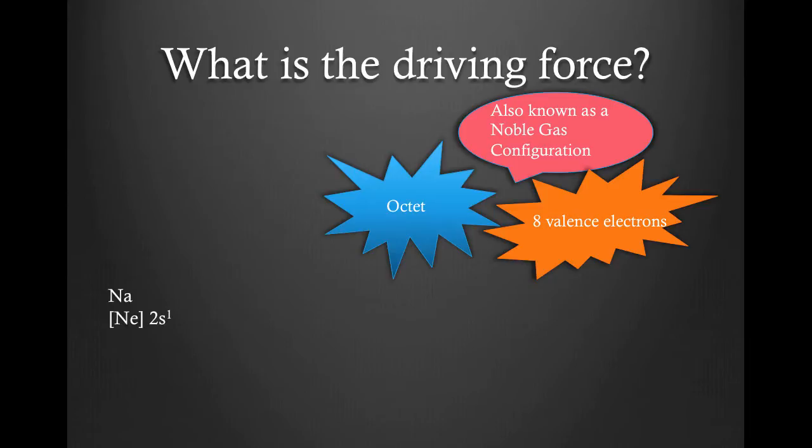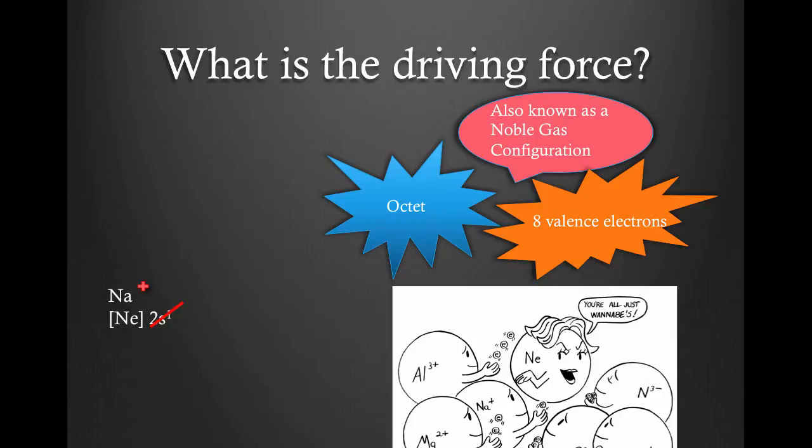So if we take sodium, which has the configuration neon plus 1 electron in a 3s orbital, the easiest way that it can have an octet is to lose its 1 valence electron, and then it will have the configuration of neon and be a +1 ion. As we know, all the elements want to be a noble gas like neon.